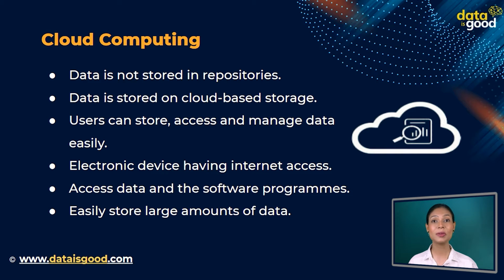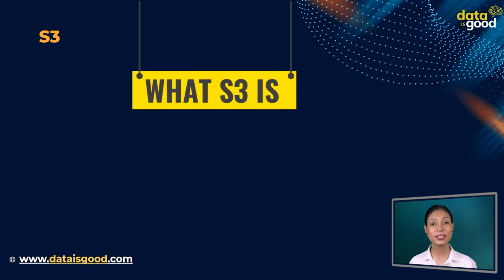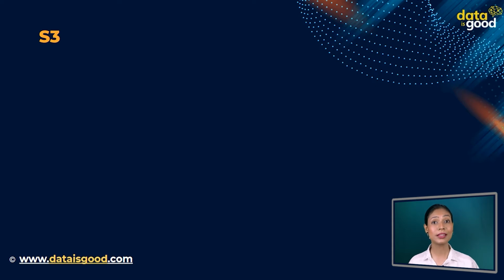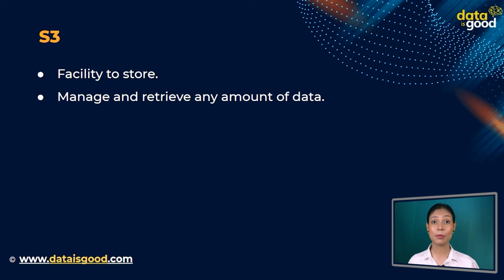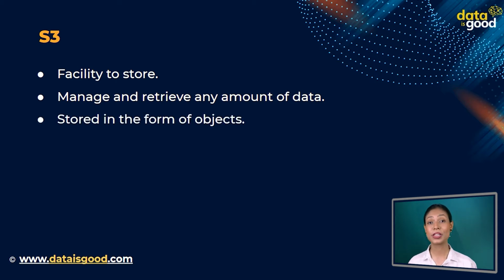So we will start with the main topic of this video, which is what is S3? Well, in the same way we can store data in cloud computing, Amazon's Simple Storage Service gives us the facility to store, manage, and retrieve any amount of data that we want from anywhere in the world, online. In Amazon S3, data is stored in the form of objects. Now, we should keep in mind that S3 stores data using the internet, and we can store our data or our files up to 5 terabytes in size.